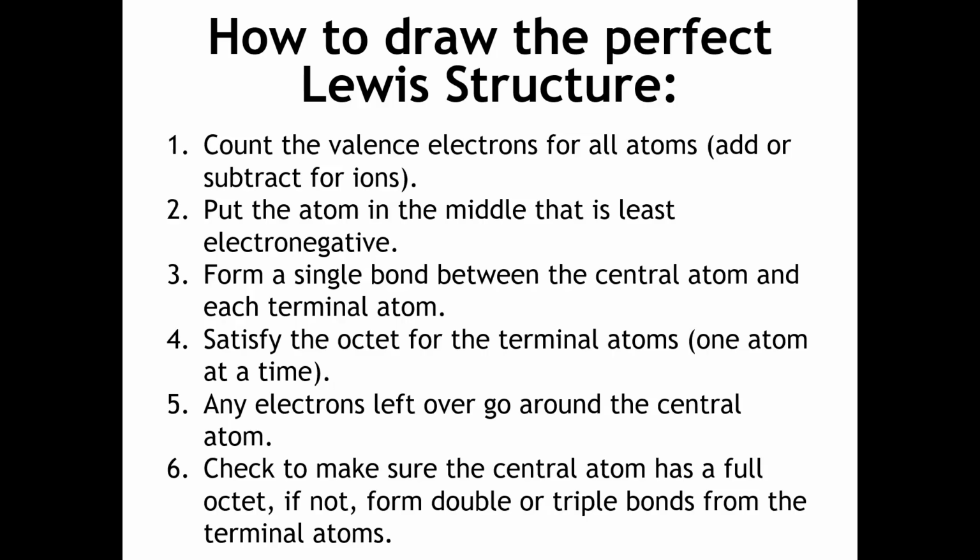That is the step that students always struggle with, so I want to emphasize number 6: only make double and triple bonds if you have to. Notice it's the very last step, so you're only going to make those if your atoms are short an octet.